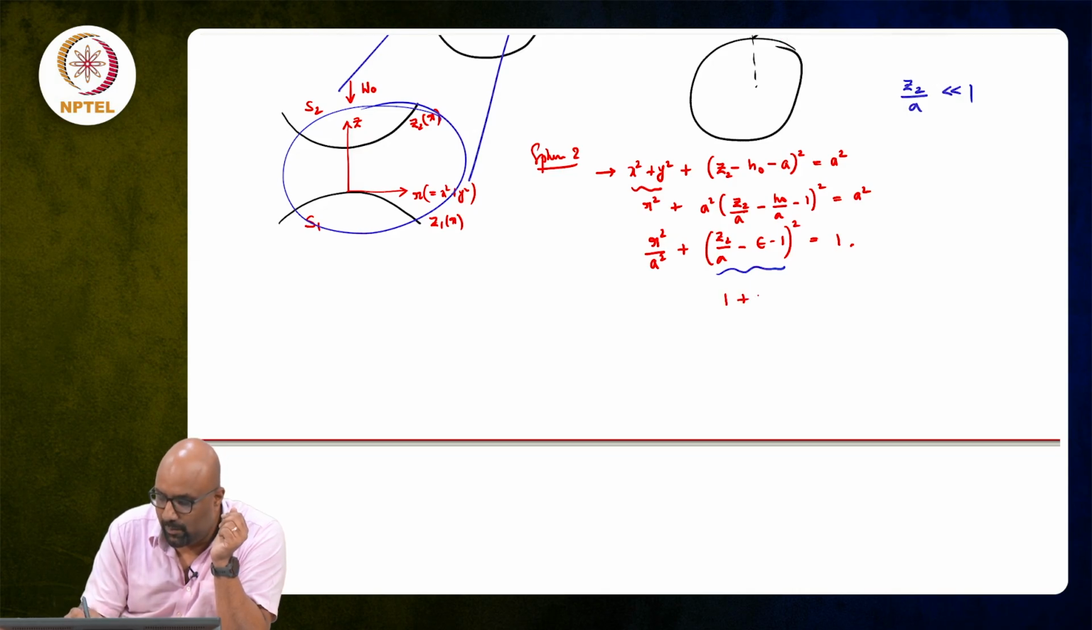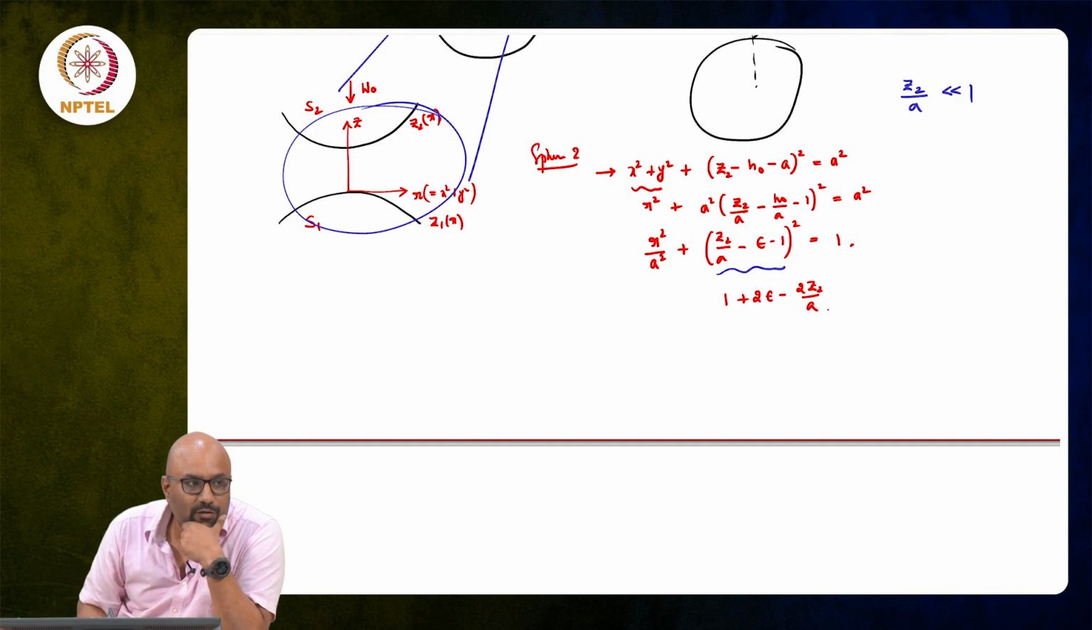So, what I will do here, that this square I can open it up and write it as 1 plus 2 epsilon minus 2 Z2 by A. I have removed all the quadratic terms. I am ignoring the quadratic terms by saying that they are smaller. So, I will just keep the terms which are order epsilon. So, Z2 by A is also comparable to that. So, then this is R square by A square plus this is approximately 1.